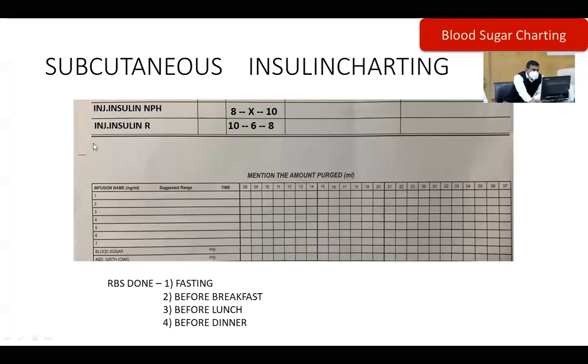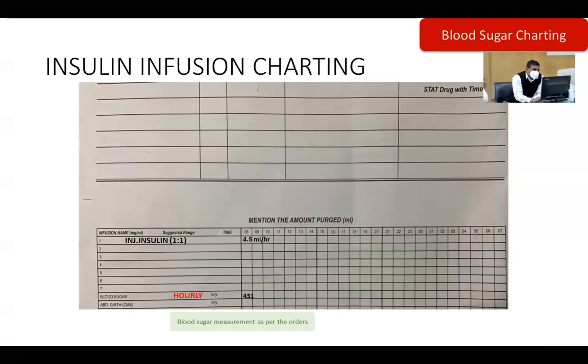Now, see this chart, you can see here it is written how much the dose of insulin. If it is NPH, it is written, and insulin regular also is written here. And commonly in ICU there may be 4 types of RBS we may need to do: fasting, before breakfast, before lunch, before dinner. This is very common, and it depends on the patient's condition.